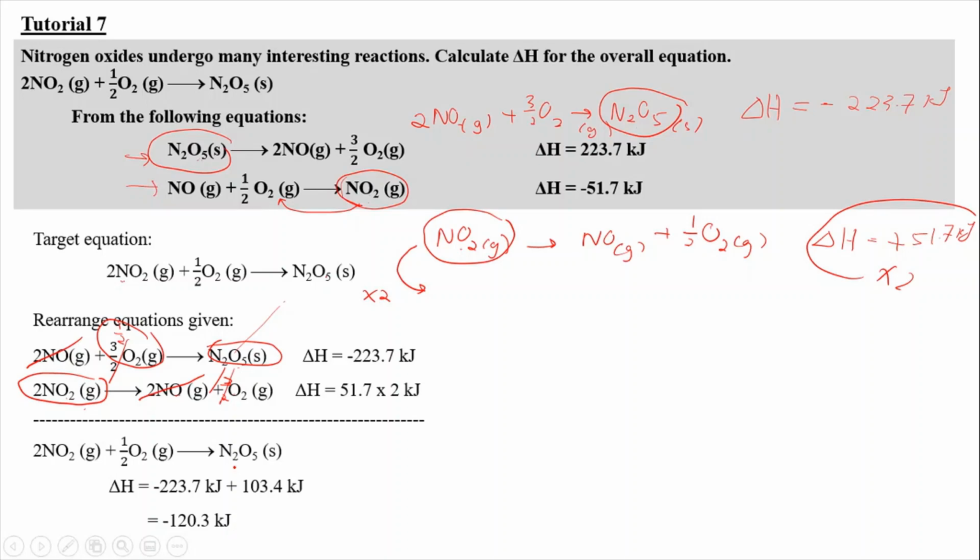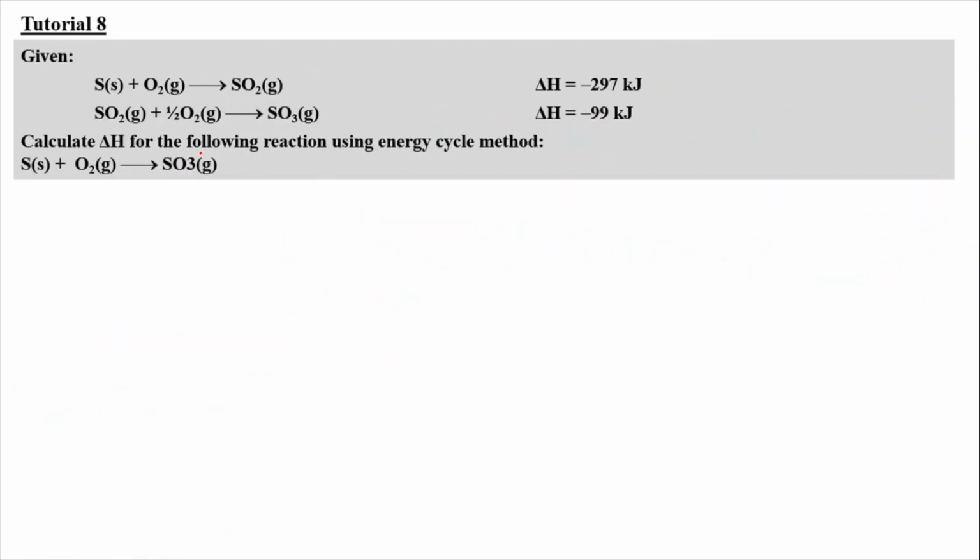All right, nice one. For tutorial question 8, given here is sulfur, which is solid, reacting with oxygen gas in order to produce sulfur dioxide. The enthalpy of the reaction is negative 297 kilojoule. Also given here is the thermochemical equation of sulfur dioxide reacting with oxygen gas in order to produce SO3 gas, and the enthalpy of the reaction is negative 99 kilojoule. So we have to calculate delta H for this reaction using the energy cycle method.